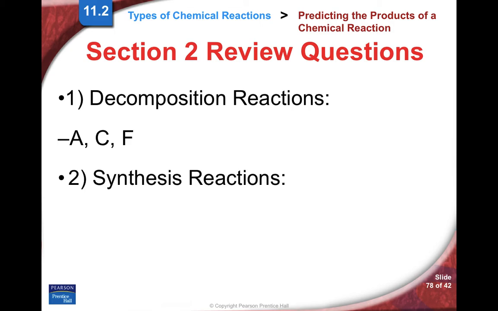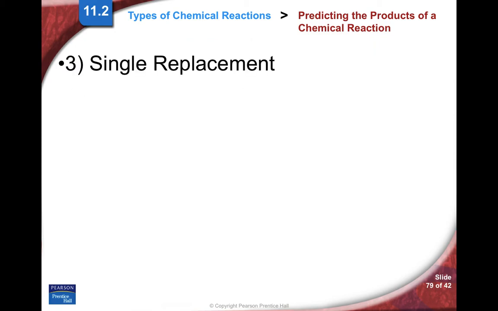Okay, second one asks you to identify synthesis reaction, which is the opposite of decomposition. If you look at C, E, and F, you will see that two or more things on the reactant side combine together to form one new compound on the product side. Okay, 3 asks you to identify the single replacement reactions. Again, if you look at C, E, and F, you will see one element is switching place with the element in a compound. So those are called single replacement.